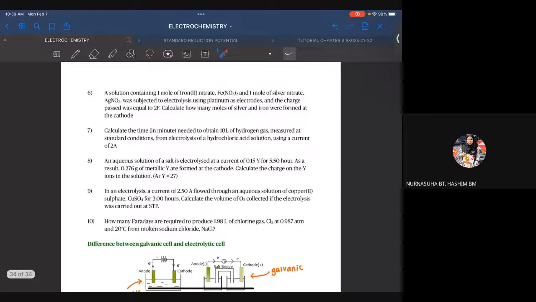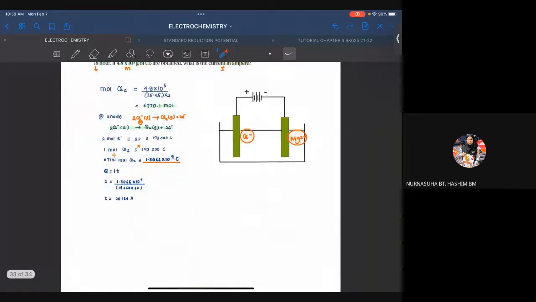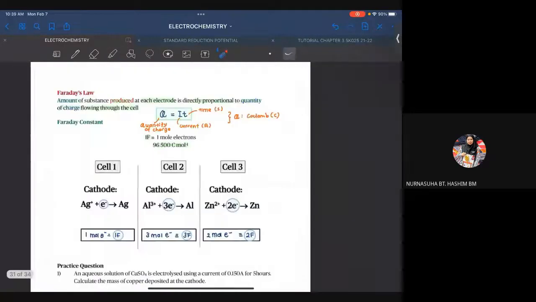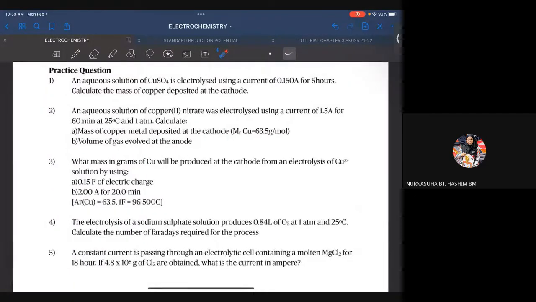Okay guys, so untuk hari ini, please do this exercise dan letak dekat Padlet. Sekejap, dia bagi. Ni. Okay, I stop the recording first.